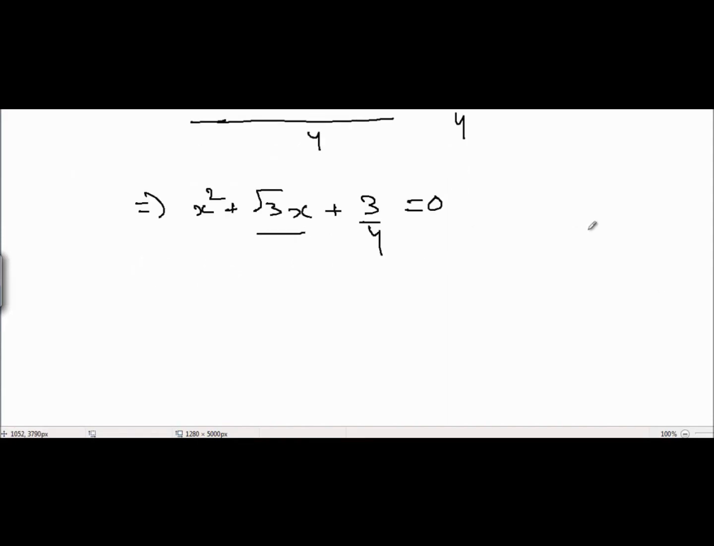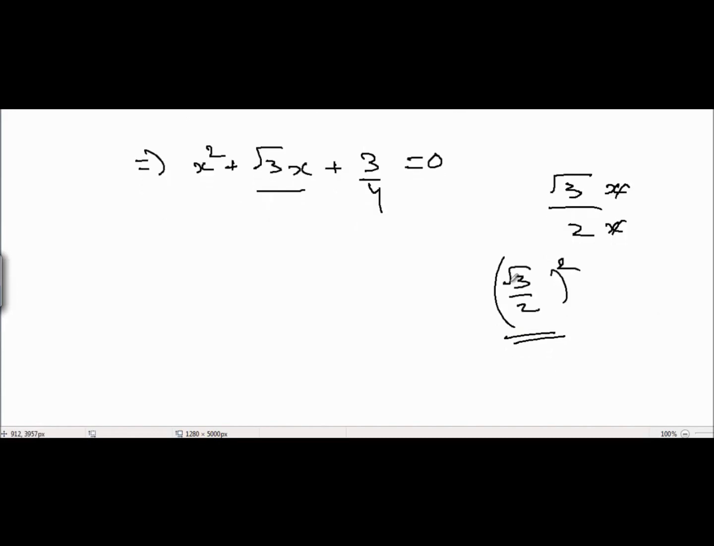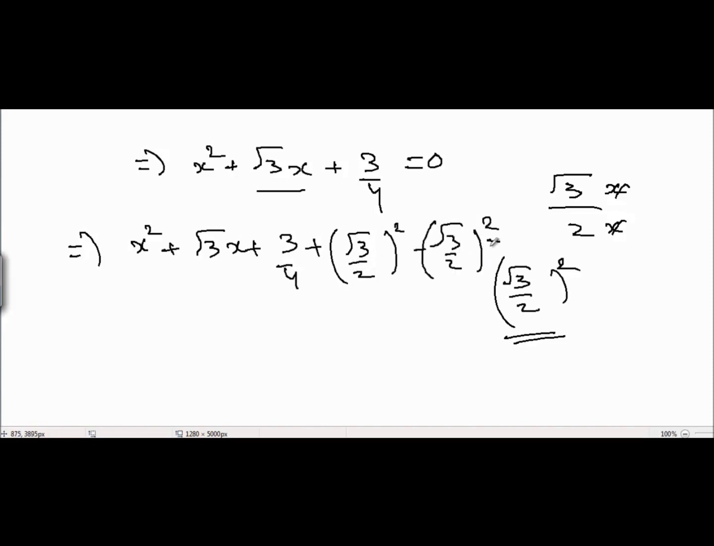I will divide this middle term by 2x, and I will square this term, and I will add and subtract this term from the original equation. So I'll get x squared plus under root of 3x plus 3 divided by 4 plus under root 3 divided by 2 square minus under root 3 divided by 2 square equal to 0 here. I will shuffle the terms now.